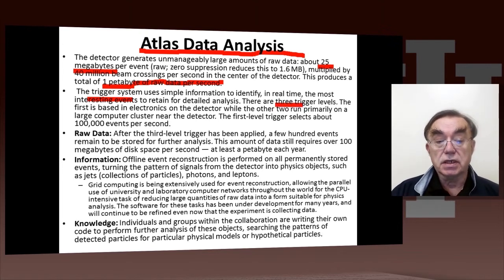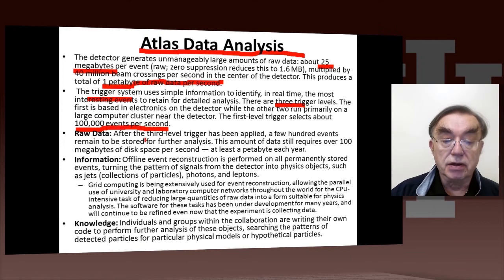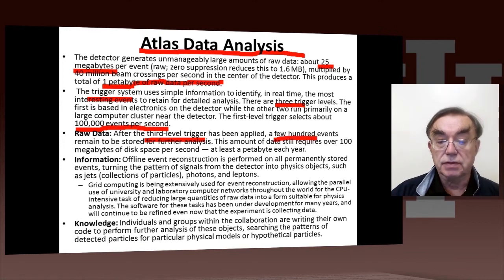The first level is electronics in the detector, so that's detailed hardware. And the second 2 levels are just software. You run this data through clusters of computers, trying to make a decision whether to keep that data or not, because you cannot afford to write all the data out. So the basic hardware trigger gives us 100,000 events per second. And then after the final software trigger, we get a few hundred events per second. Even that is 100 megabytes of disk space per second and a petabyte per year.